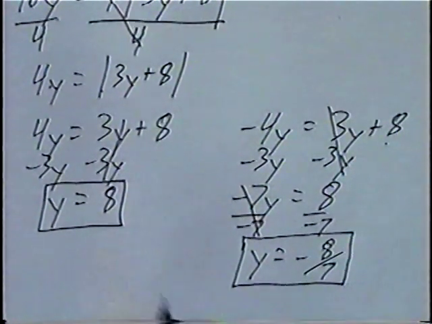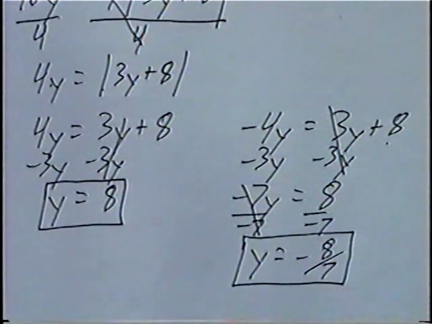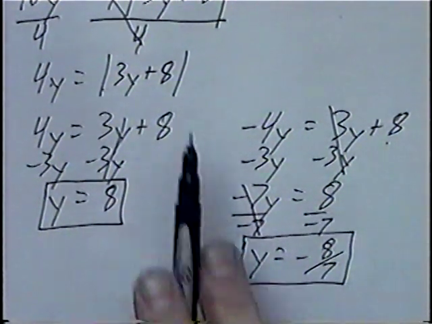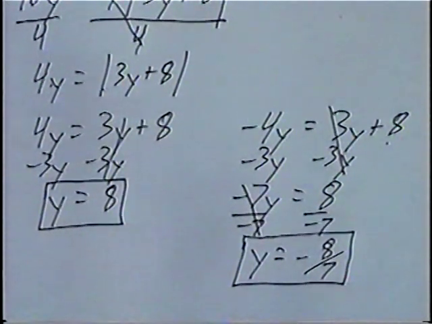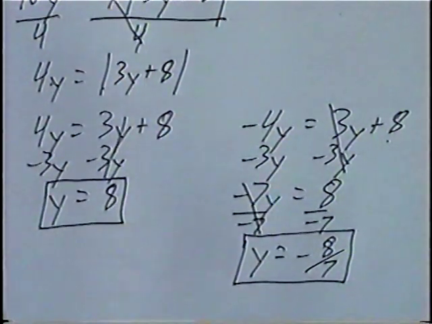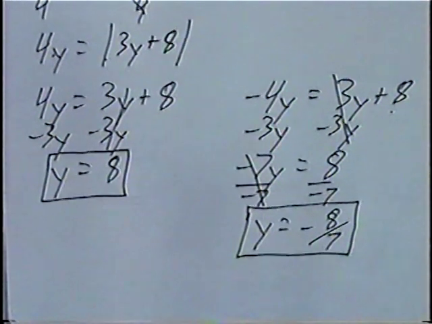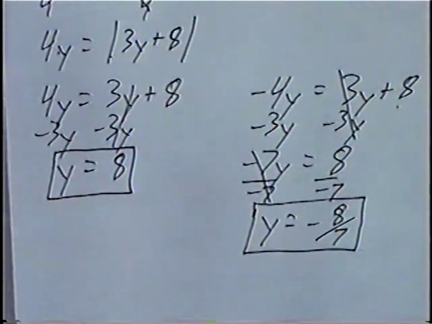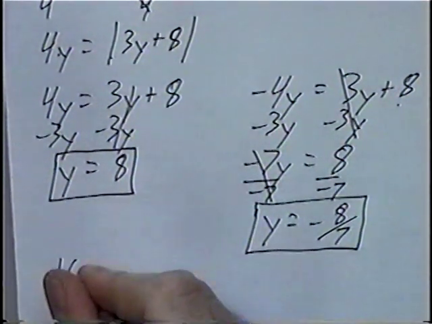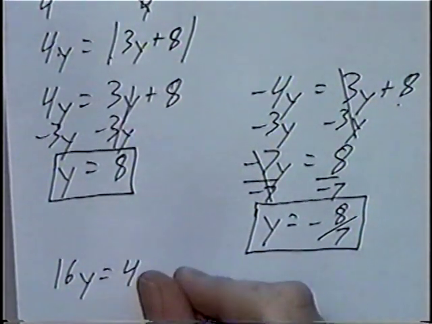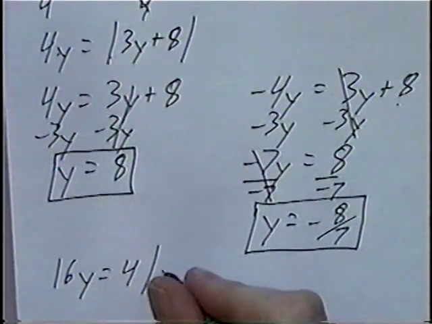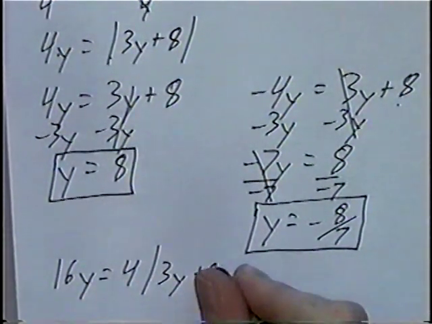Keep in mind these are 2 possible answers. To verify that they work, we'll want to plug them back into the original equation. On this question, one of these answers will not be a solution. To check which one, I'll rewrite the original equation: 16y equals 4 absolute value of 3y plus 8.